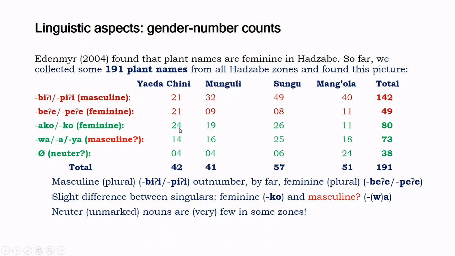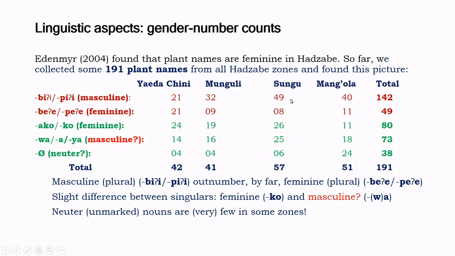And in a few of the plants, names of plants I gathered, 42 plants I gathered in Yaeda Chini, I realized that the division between Bi'i and Be'e is more or less the same, and we have 24 names which are feminine. The pattern is different in Munguli. Most of the nouns in the plural were masculine, and the feminine is a few. I could obtain fewer entries for the feminine, but the ko nouns in singular are, of course, many. But that does not rule out the presence of nouns ending either in wa or ya or any other nouns apart from pe or be or ko.